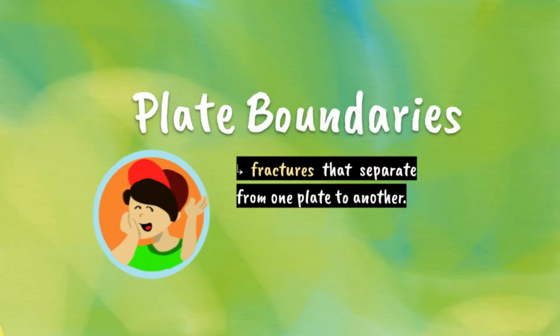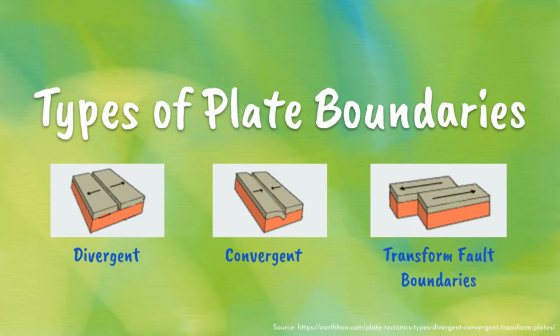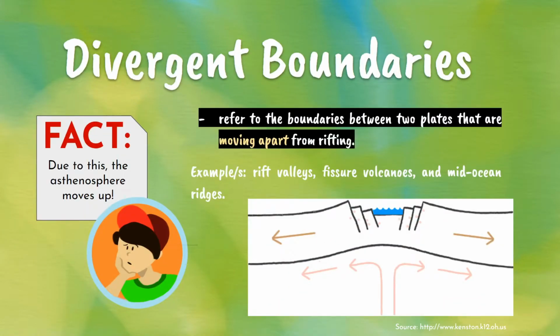Now let's move on to plate boundaries. They are the fractures that separate one plate from another. There are three types of plate boundaries: divergent boundaries, convergent boundaries, and transform fault boundaries. Divergent boundaries refer to the boundaries between two plates that are moving apart from rifting. Due to this, the asthenosphere moves up. A few examples of formations due to divergent boundaries are rift valleys, fissure volcanoes, and mid-ocean ridges.